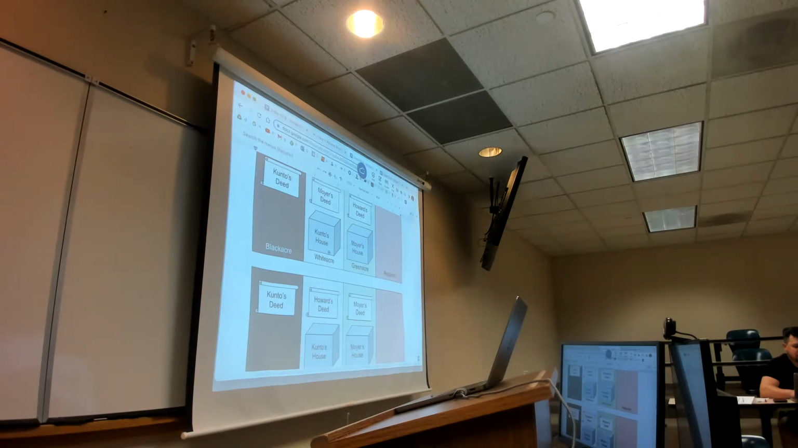Right, Kunto's house is on Whiteacre. Is Kunto squatting open and notorious? Is the second element satisfied? Why? I'm not talking about continuous. I'm talking about open and notorious. In other words, he was obviously living on the property, right? He was obviously there. But was his action sufficient to put people on notice that he was squatting? Did anyone think he was squatting?